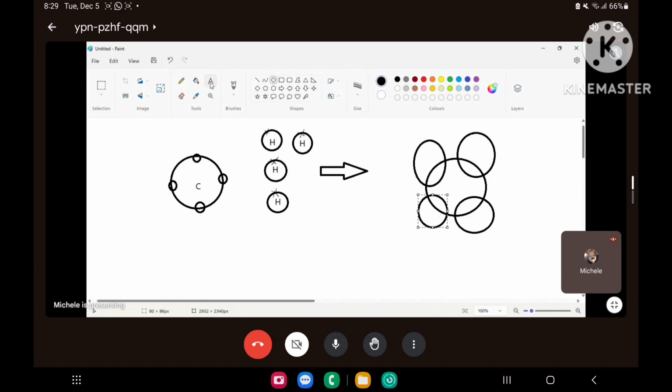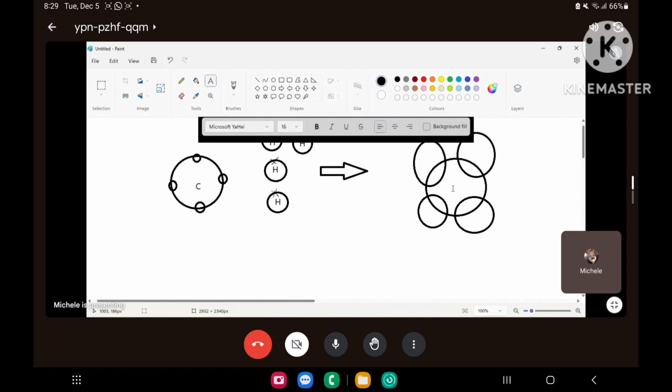And then we just name it again. Here is carbon, and then in here is hydrogen. And in here is also hydrogen. And here is also hydrogen. And also the last is hydrogen, since there's four hydrogen.